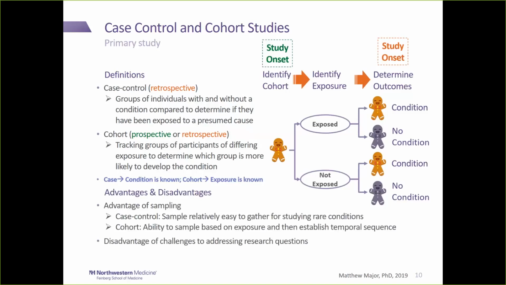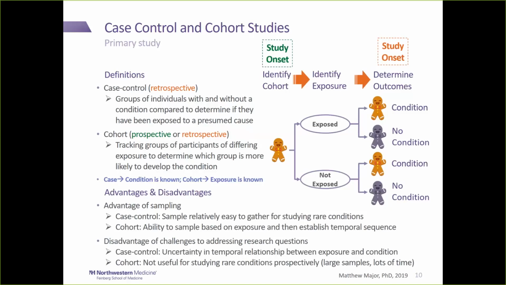Now, there is the disadvantage of challenges to addressing research questions. So for case controls, there is uncertainty in temporal relationships between the exposure and the condition. And for cohorts in the prospective case, they're not really useful for studying rare conditions. Oftentimes, studying rare conditions requires a lot of samples and a lot of time.